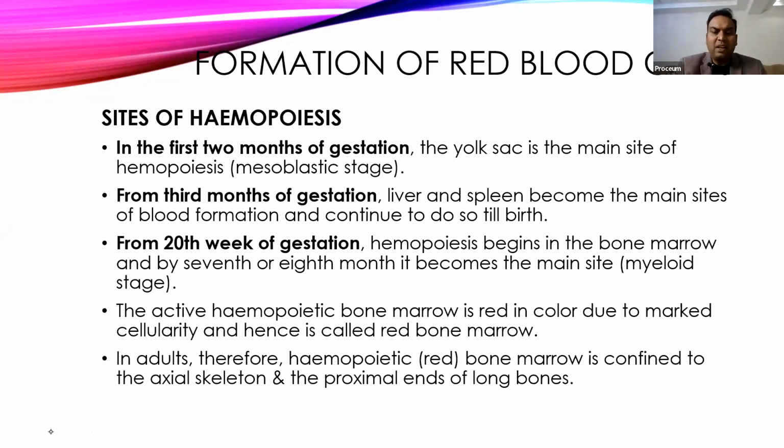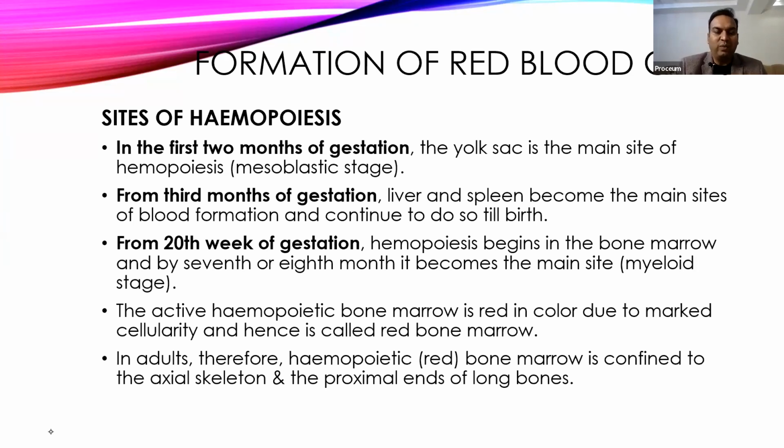Immediately after fertilization, in the first 2 months of gestation, the blood cells are formed in the yolk sac. By the end of the 3rd month, organs start developing, and the liver and spleen take over the charge of the development of blood cells. So after the 3rd month, the liver and spleen become the site where the blood cells are formed, and it continues till the birth of the individual.